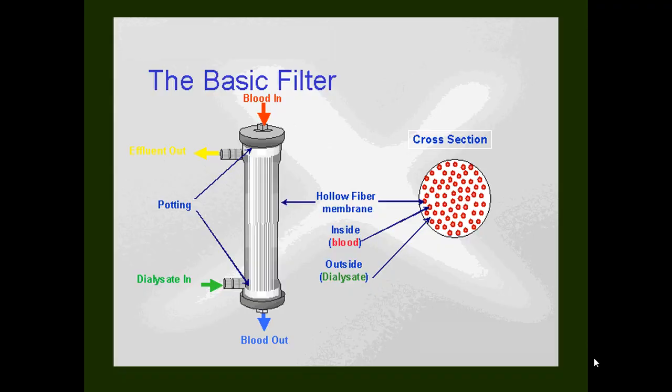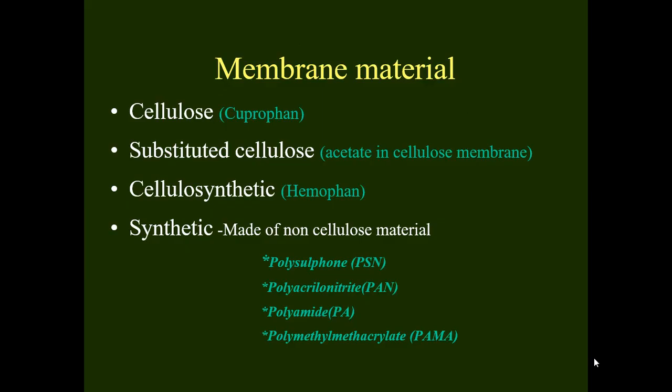So this is a basic structure of the filter. Filters are generally hollow fiber membranes, and around them there is the dialysate. So the blood is flowing inside these red dots. These are the hollow fibers, and dialysate is all around them. 99% are like this, but sometimes you can have disc filters also, which are solid discs stacked over each other.